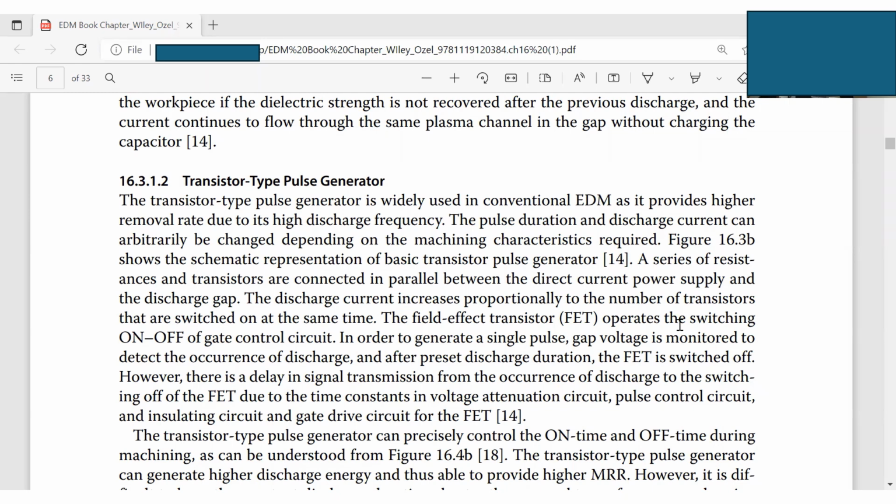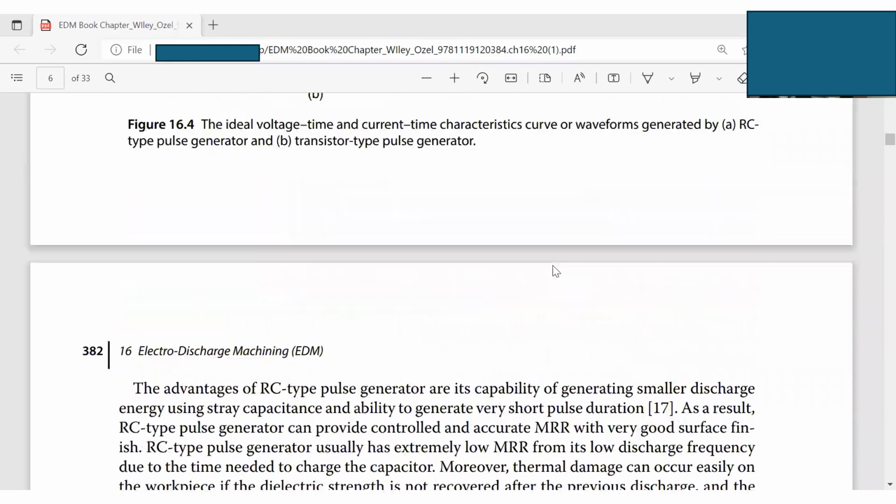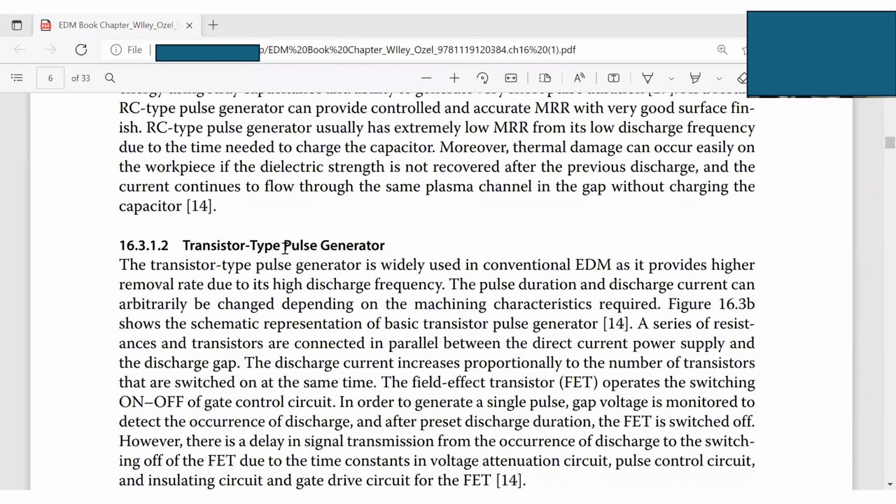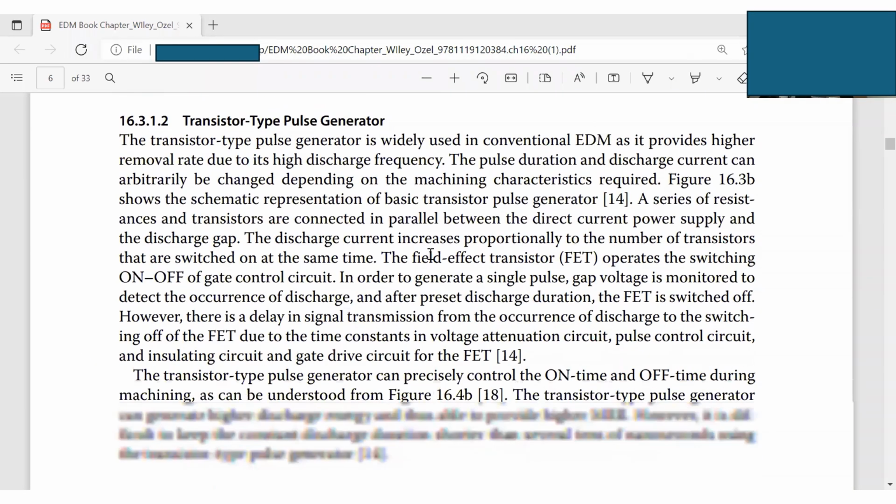The EDM system, and then we talk about the two different categories. One is RC, another one is a transistor type of pulse generator, and how they are different.